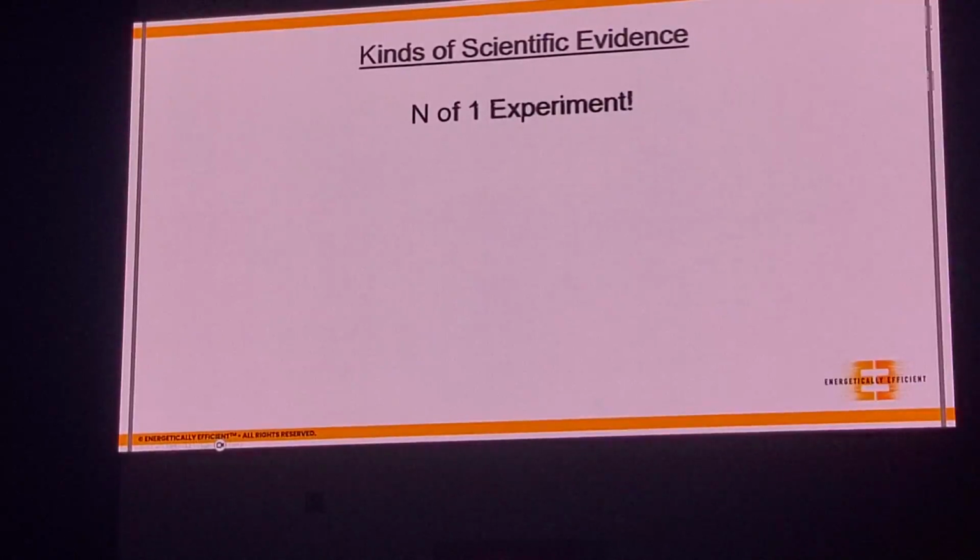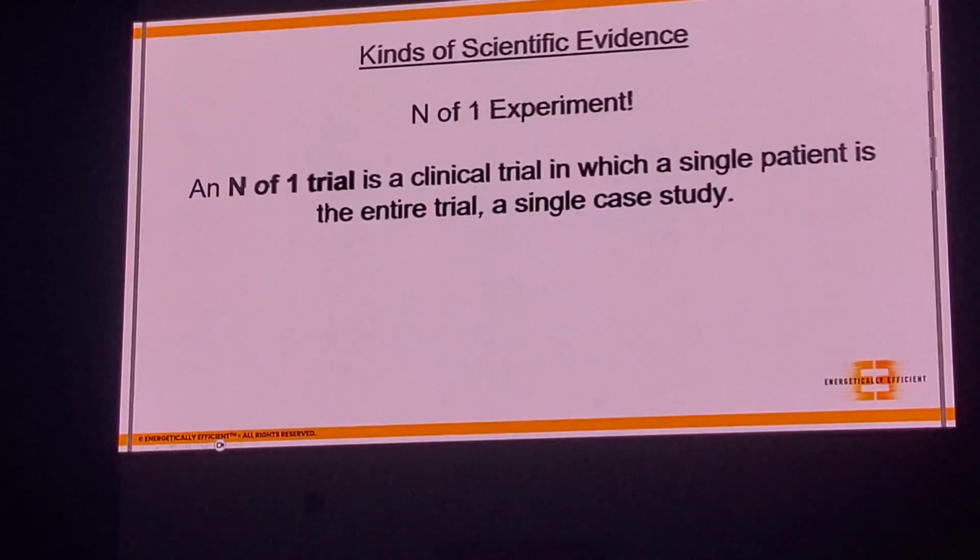of one experiment. Now, the definition of an N of one experiment, and I know that you guys understand what it is, but I'll just share with you the definition because I found this interesting. And that is, an N of one trial is a clinical trial in which a single patient is the entire trial, a single case study, which is why every single one of you is a scientist. You can perform an N of one experiment on yourself.